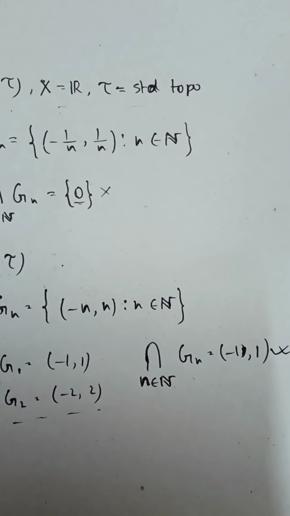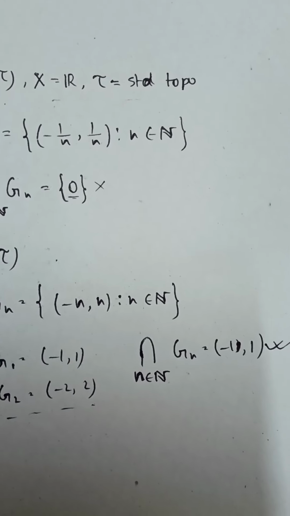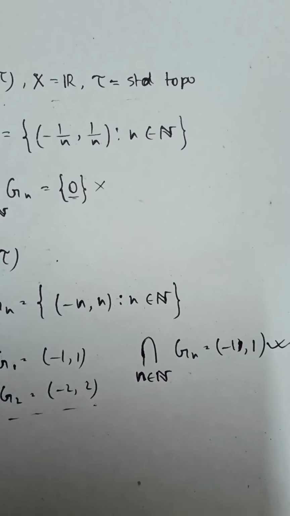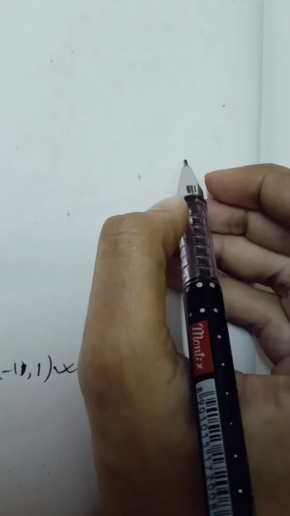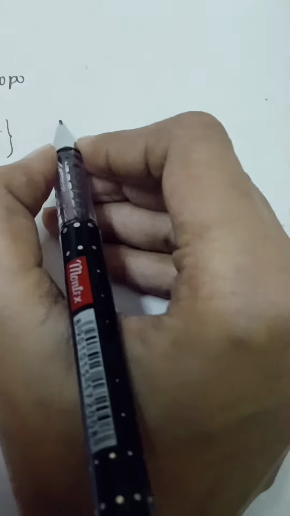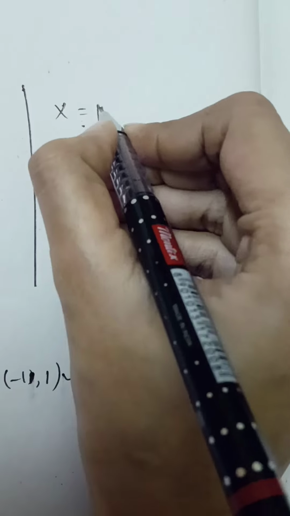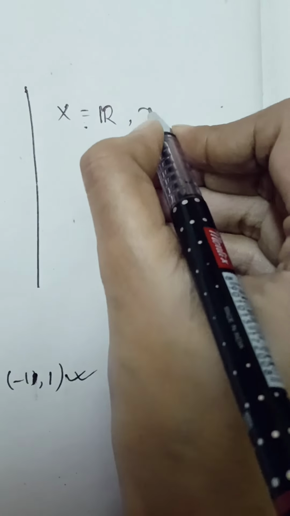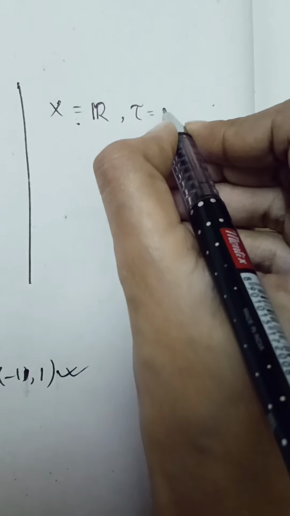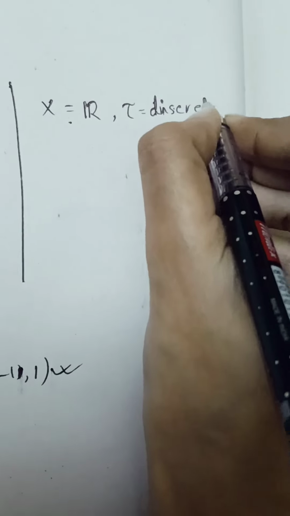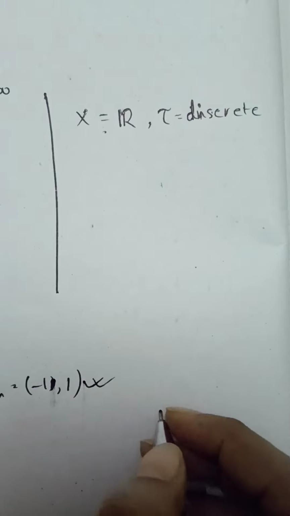And the second part of this question says, also give an example of a topological space where any intersection of open sets is open. So for the second part, we have to give an example where any intersection of open sets is open. Let us take X to be the real numbers and the topology to be the discrete topology. Discrete topology. Okay.